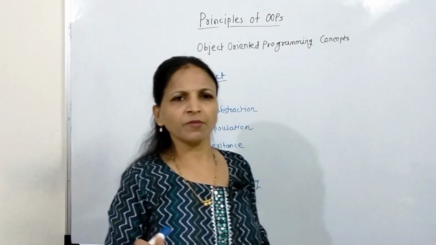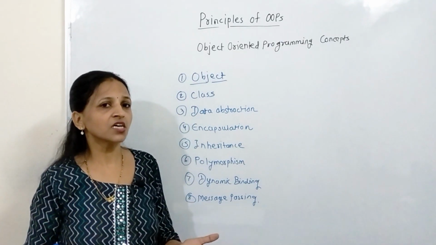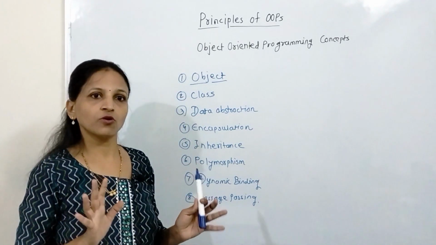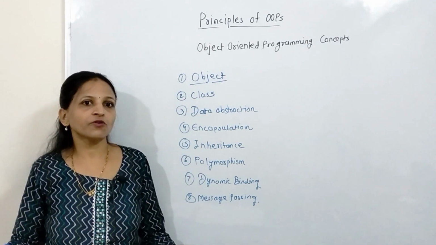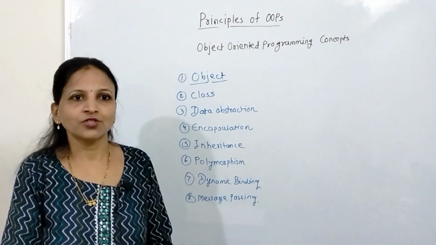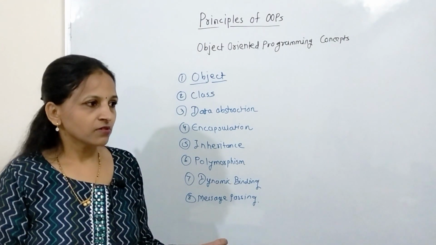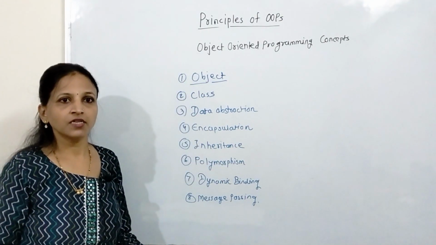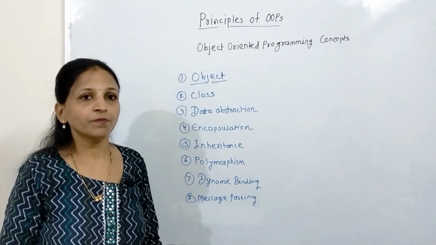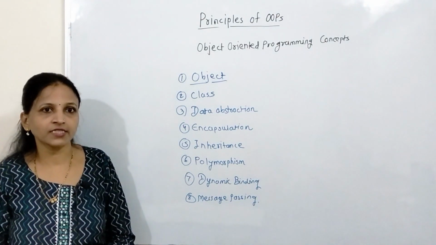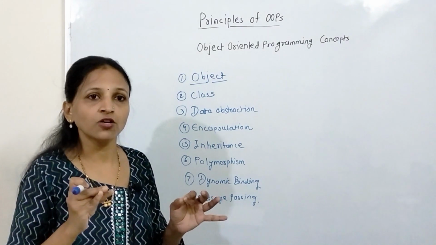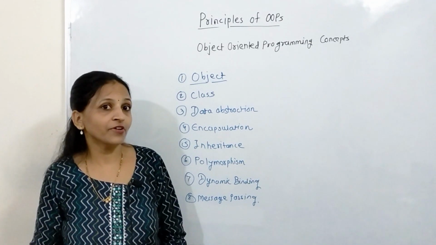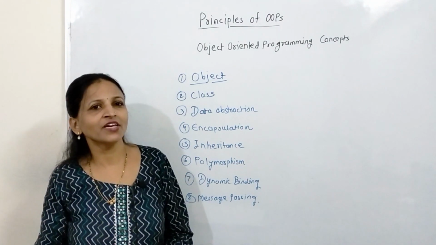Object is any runtime entity that may have physical or logical existence. Means you can consider this marker as an object. I am an object of the person class. You are objects of the student class. This book can be considered an object, this board can be considered an object. Everything that has physical or logical existence can be considered an object, any entity which has some characteristics and behavior along with it.